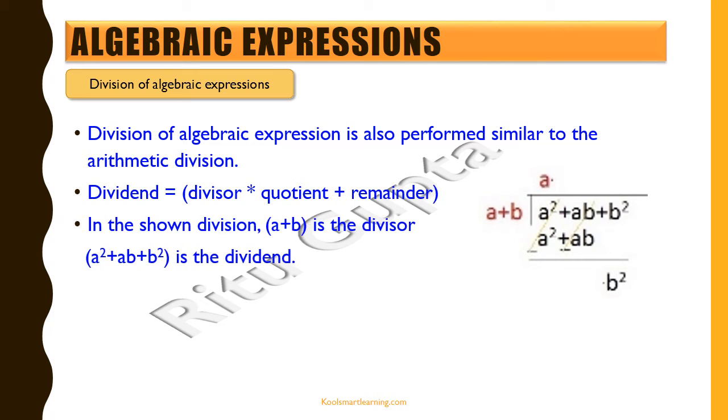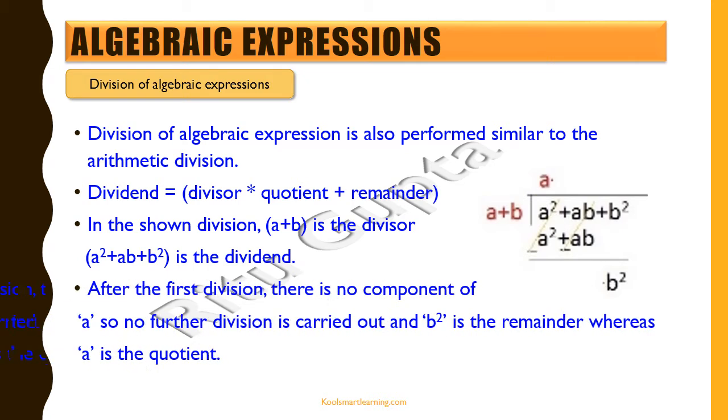Now in the shown division, a plus b is the divisor and a square plus ab plus b square is the dividend. When we start performing the division, we multiply the divisor with a, and it becomes a square plus ab, which we put just below the respective terms of the dividend. Then we subtract what we get after multiplying a plus b with a from that part of the dividend, and we bring the next term of the dividend down. Here we get b square, which becomes the remainder in this case, whereas a is the quotient.